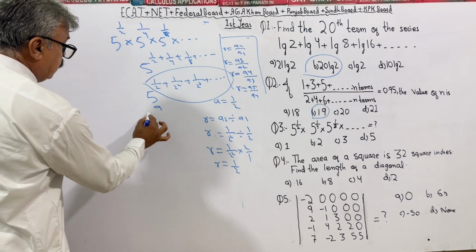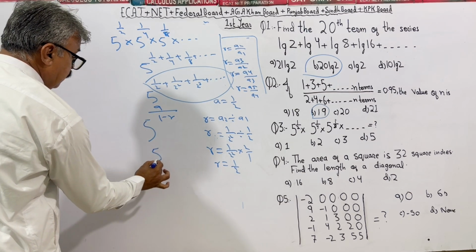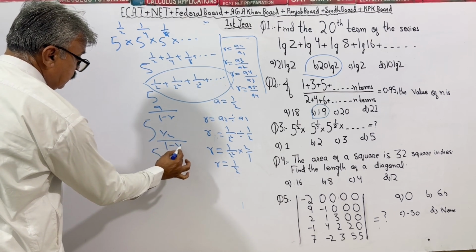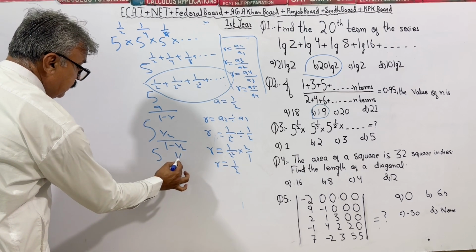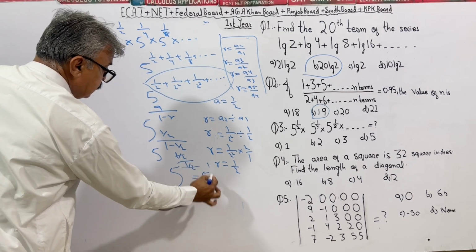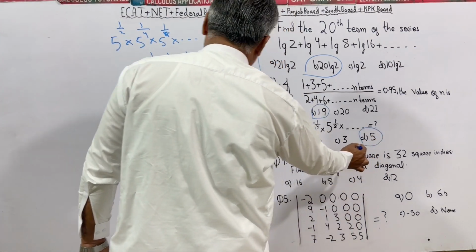The sum to infinity is 5 raised to A over 1 minus R. A is 1 over 2, R is also 1 over 2. 1 minus 1 upon 2 gives us 5 raised to 1 over 2 over 1 over 2. Cancelling out, we have 5 raised 1. 5 raised 1 is our answer in that case.